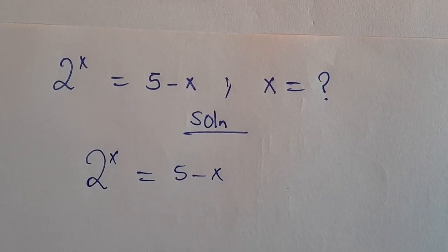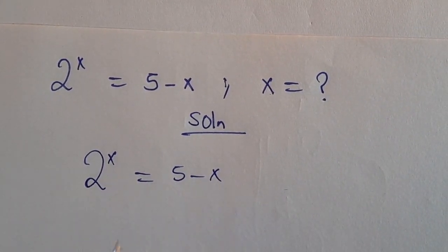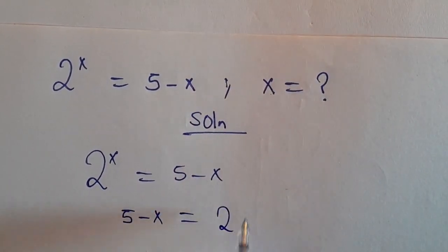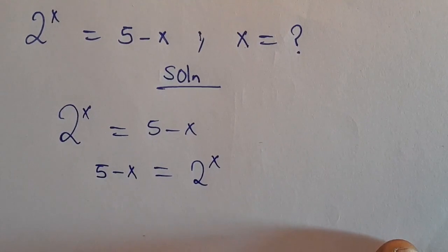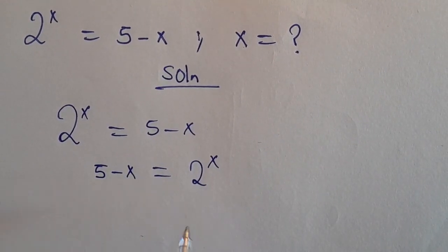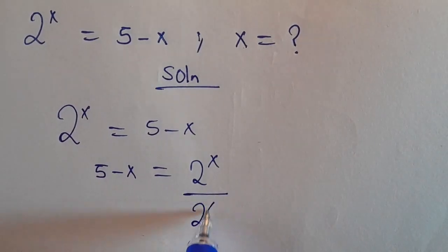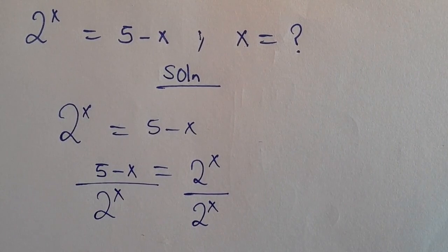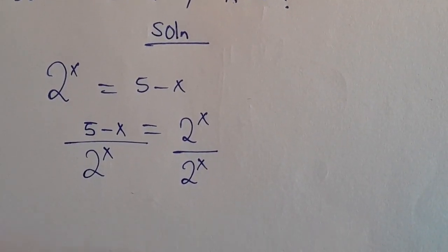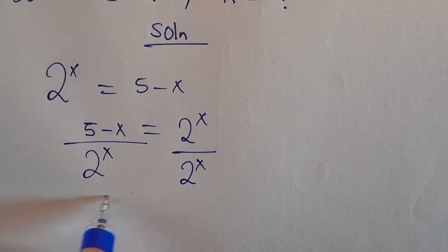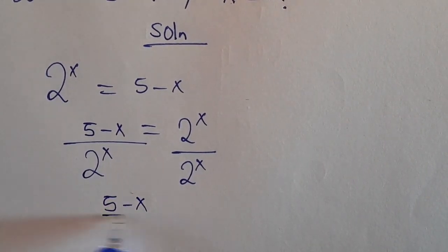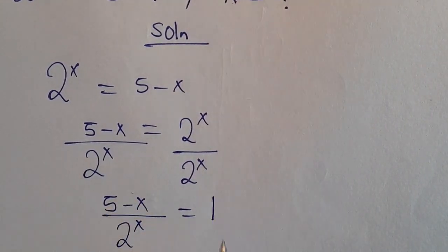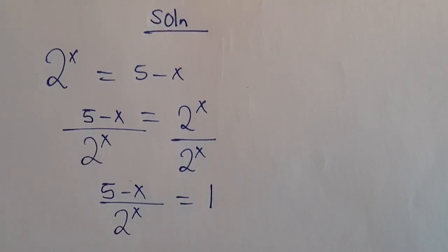Now let's rearrange this. We have 5 minus x equals 2 to the power of x. And let's divide through by 2 to the power of x. So from here, we have 5 minus x divided by 2 to the power of x equals 1. This divided by this will give us 1.